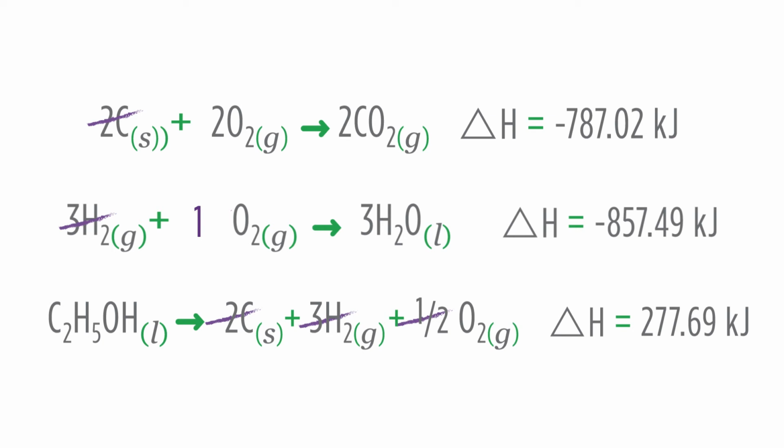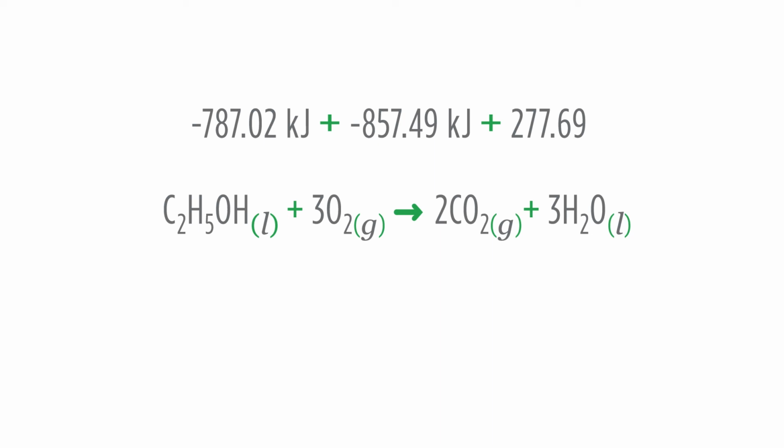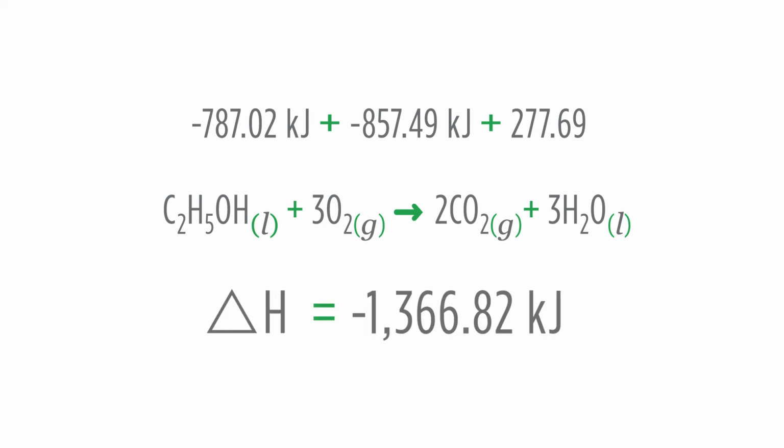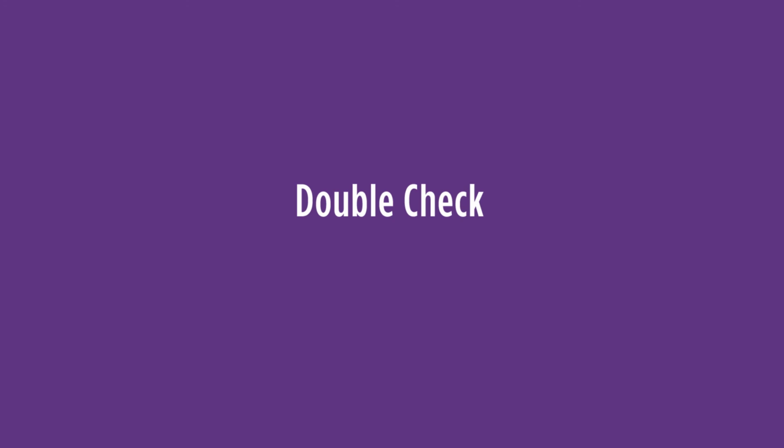Now, if we go down and add up all of our reactions, we'll see that we start with ethanol. Then on our product side, we have 3 oxygens, we have 2 carbon dioxides, and we have 3 waters. Now, for enthalpy, we have the correct reaction, so we can just add up all of our enthalpies. That's going to mean that we have a total enthalpy for this new process of minus 1,366.82 kilojoules. It's important that you double check. It's important that if you reverse a reaction, you make sure you reverse the sign of your enthalpy.